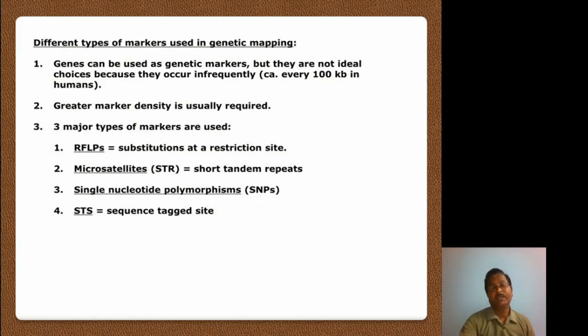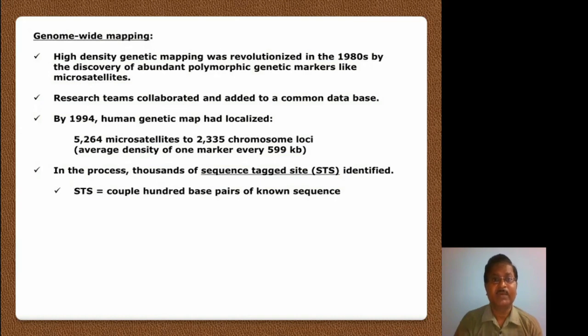One is RFLP, restriction fragment length polymorphisms. These are actually substitutions at a restriction site, where restriction endonucleases cut the DNA molecule. Then STR, short tandem repeats, otherwise called microsatellites. Then SNPs, single nucleotide polymorphisms. Then STS, that is sequence tagged sites. So genome-wide mapping can be done.